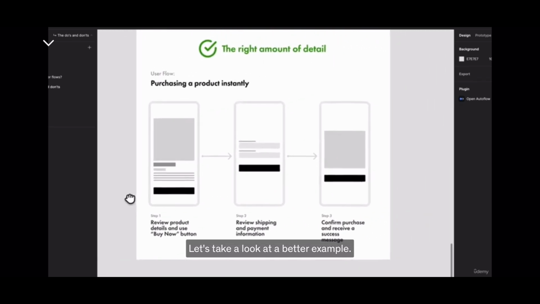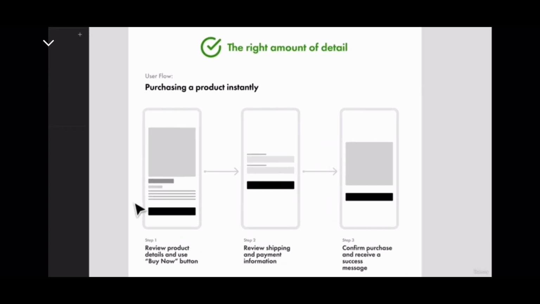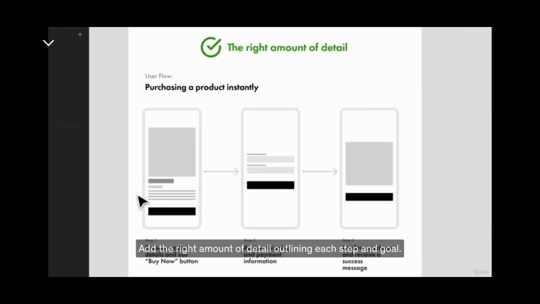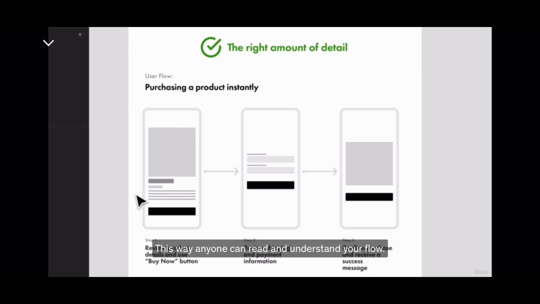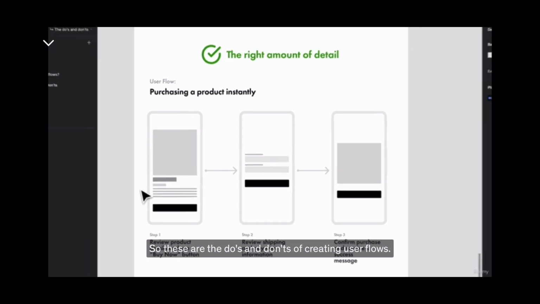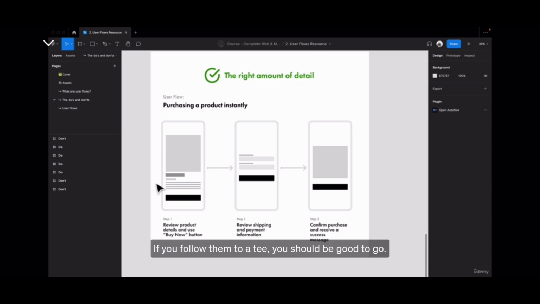Instead, let's take a look at a better example. This is what you should do. Add the right amount of detail outlining each step and goal. This way, anyone can read and understand your flow. So these are the do's and don'ts of creating user flows. If you follow them to a T, you should be good to go.